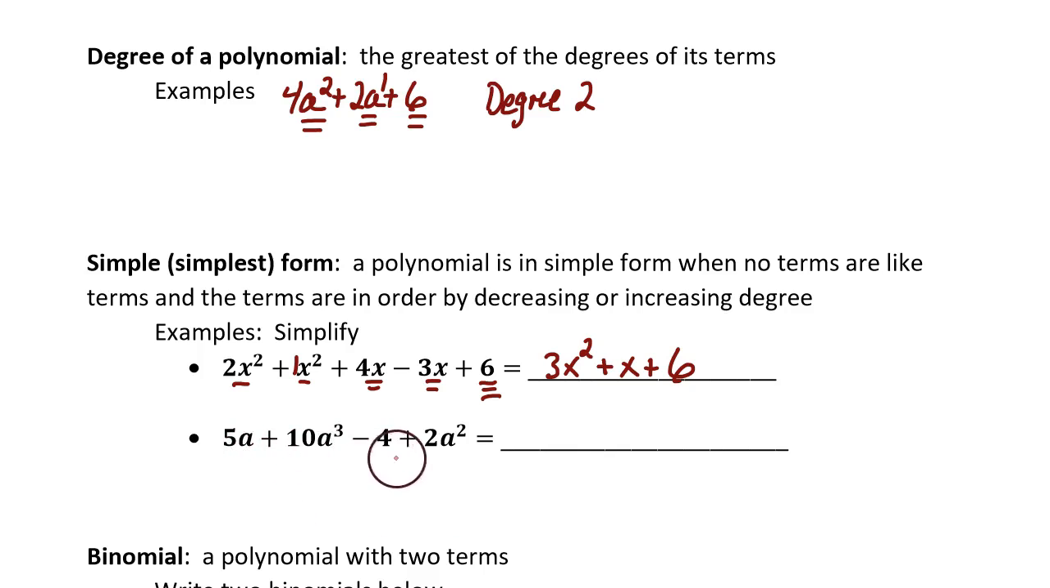Let's simplify this next one. There are not any like terms that need to be combined, but we can rewrite the order of the terms. 10a cubed plus 2a squared plus 5a minus 4.